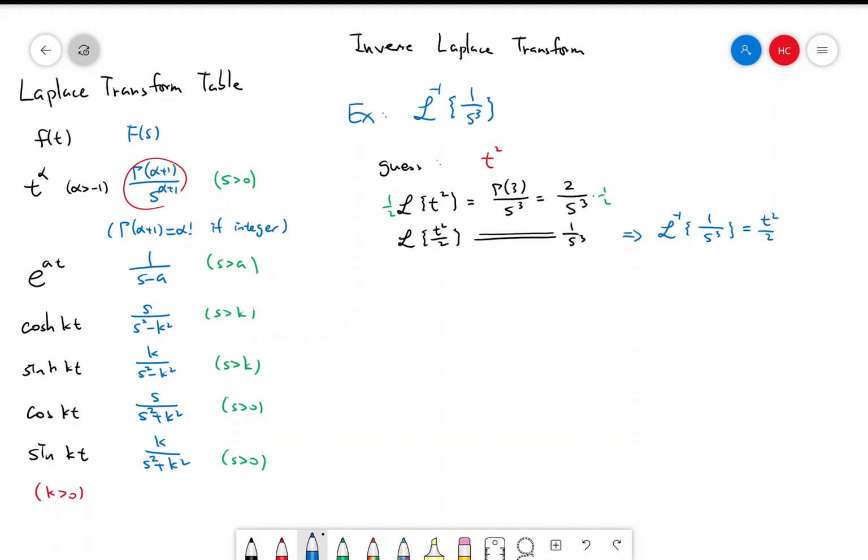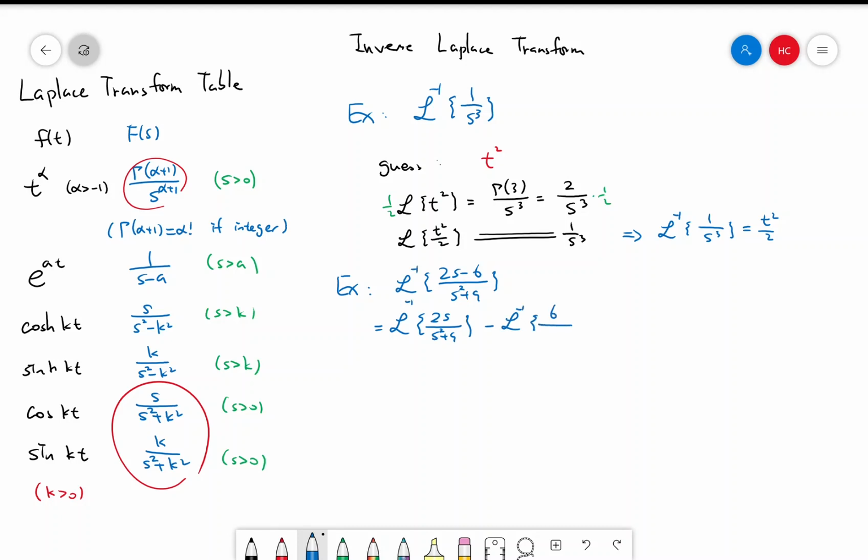So let's do a different example. Suppose we want to calculate the inverse Laplace transform of 2s minus 6 over s squared plus 9. The denominator s squared plus 9 indicates this is one of these two terms, or both of these two terms. So let's first split it into two fractions. It's the inverse Laplace transform of 2s over s squared plus 9 minus the inverse Laplace transform of 6 over s squared plus 9.